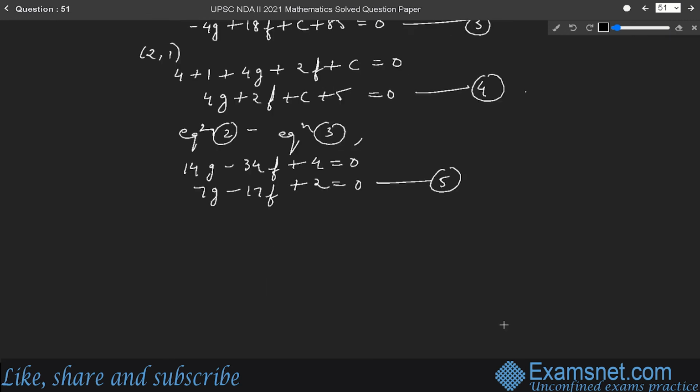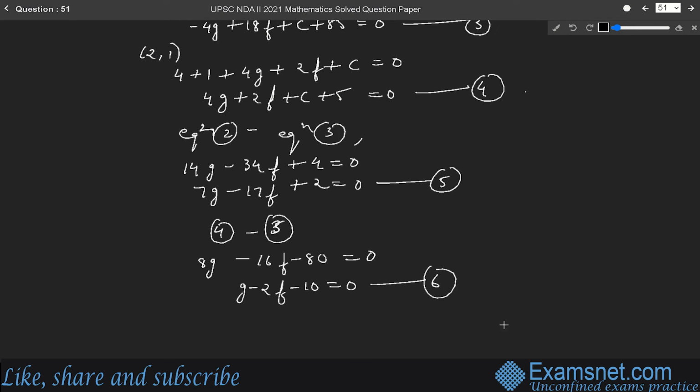Similarly, subtracting equation 4 from equation 3, we get 8g minus 16f minus 8 equals 0, which can also be written as g minus 2f minus 1 equals 0. Let this be equation number 6. Now look at equations number 5 and 6, which we have got.